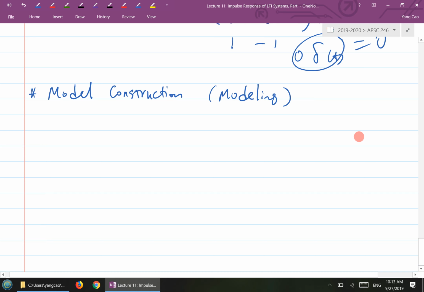To model a system, or to come up with the model construction, you're going to have to make use of physical principles.